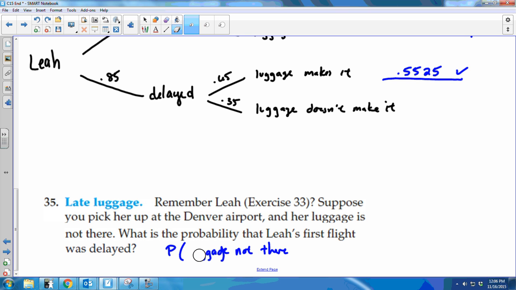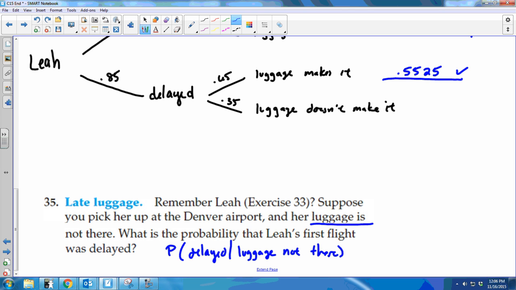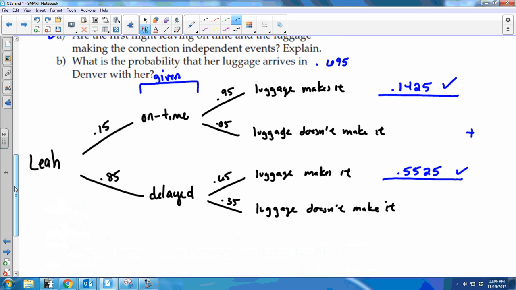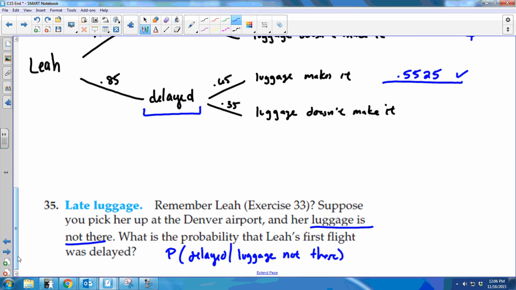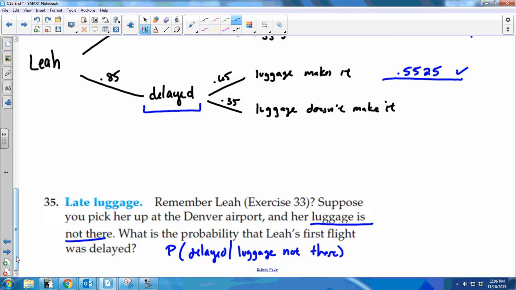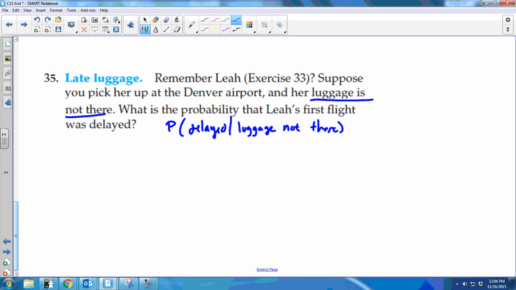I wrote that backwards. They're giving you a condition. The luggage is not there. So that's the given part, right? That's your conditional part. Well, remember, the part at the very beginning of the tree is the given part. So now it's backwards. I cannot work backwards along the tree. I can't start at the end and go towards the beginning. So for this one, I'm going to have to use the conditional probability formula.